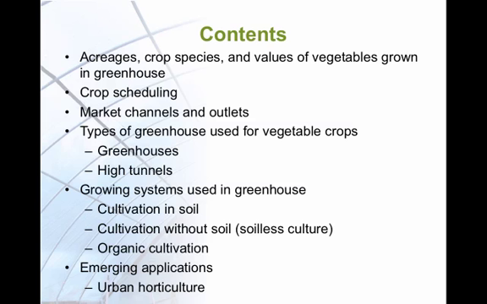The contents of this presentation include acreage, crop species, and values of vegetables grown in greenhouses, crop scheduling, market channels and outlets, types of greenhouses used for vegetable crops, such as greenhouses and high tunnels, growing systems used in greenhouses, cultivation in soil, cultivation without soil, organic cultivation. And then lastly, we want to briefly cover emerging applications such as urban horticulture food production.